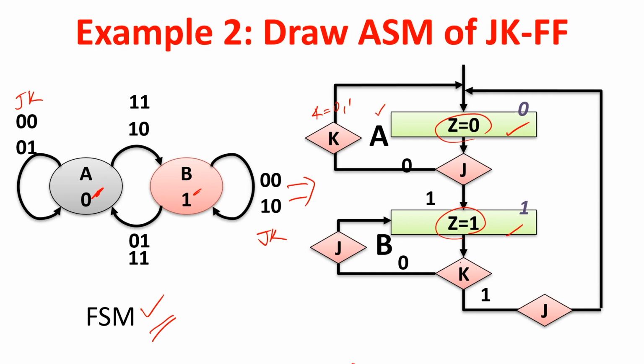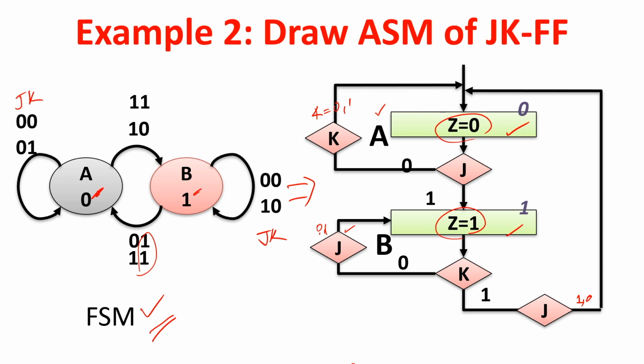Similarly, for this case, if you are in state B, if K is equal to 0, in this case for both the values of J, 0 and 1, it is going to state B. And if K is equal to 1, if you are in state B, independent of the value of J, 1 and 0, it goes to the state A. So, this is exactly a similar model as compared to FSM.